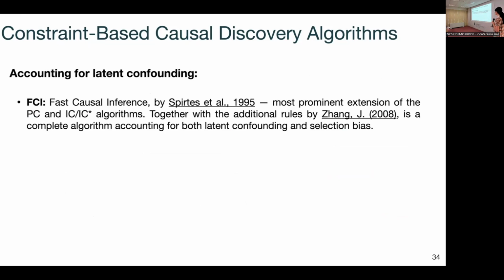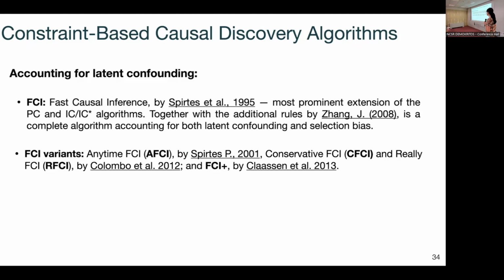Then, accounting for latent confounding, we now have a lot of algorithms. Basically, we start with the FCI. The FCI was developed in 1995, and in 2008, Jiji Zhang proved the completeness of this algorithm. So it developed a set of 11 rules. And now I would say it's the most prominent algorithm today. Of course, we have several variants of the FCI, including anytime FCI and conservative FCI, because they are trying to improve robustness and scalability. But the idea is exactly the same. It's basically the same algorithm with a very small difference.